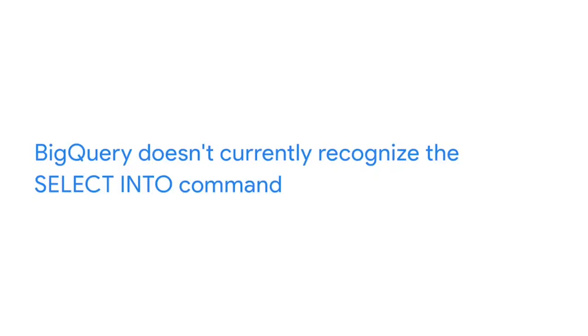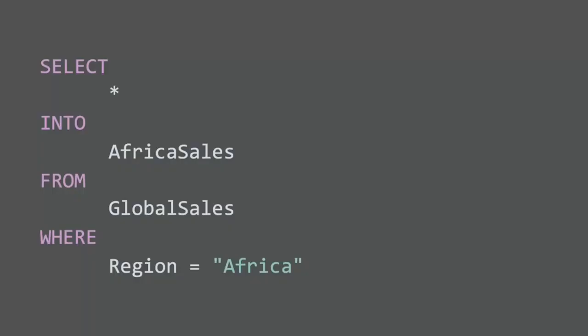So far, we've been using BigQuery to show you how SQL works, but BigQuery doesn't currently recognize the select into command. Instead, here's an example of how a select into statement might look in another RDBMS. In this statement, a new table named Africa Sales is created using the data from the global sales database about the African region. Using select into is a good practice when you want to keep the database uncluttered and you don't need other people using the table.